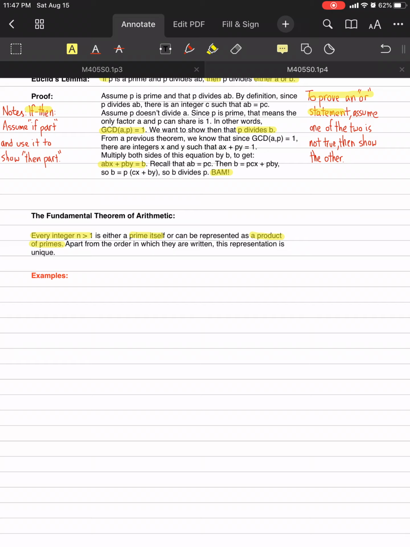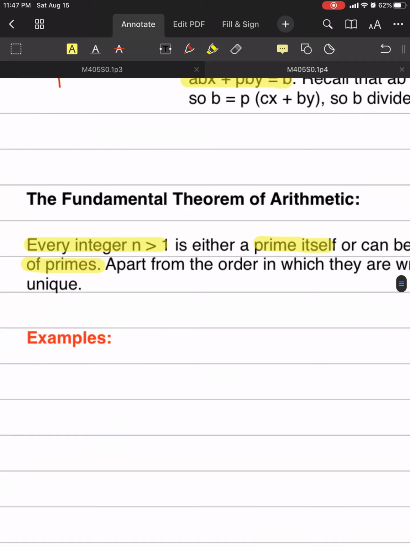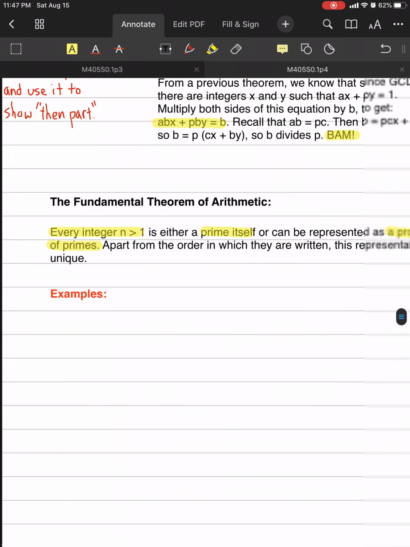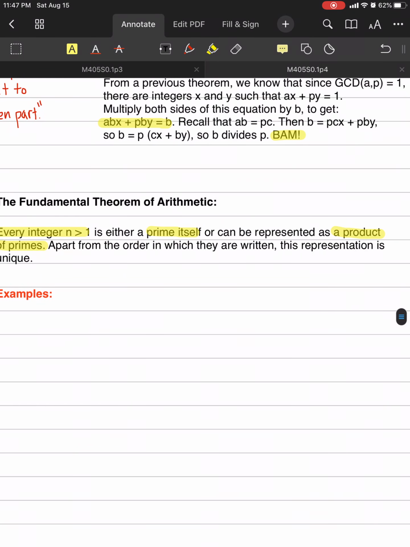This result and everything that builds off of this is the reason why we don't count 1 as a prime. At least part of the reason why we don't count 1 as a prime. Because if we did, a lot of these things wouldn't actually work. Like, first of all, we wouldn't say every integer greater than 1, but this next part would actually fall apart.